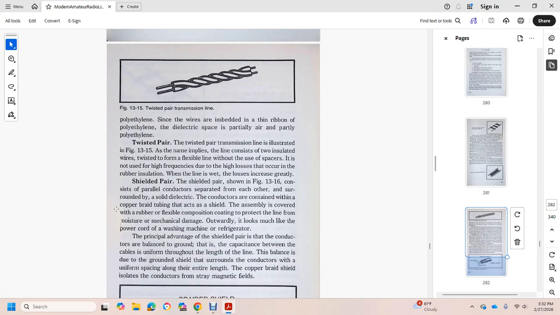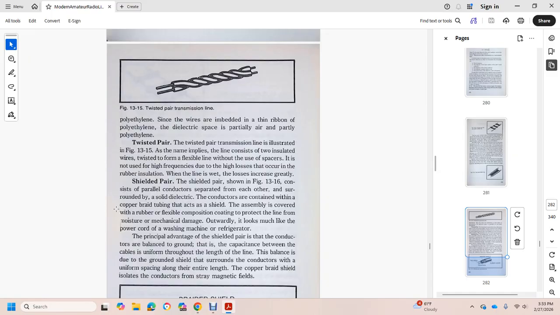Shield of the pair. Shown in figure 13, consider the pair while the conductors are separated from each other and surrounded by solid electrical insulation. The copper braid tubing acts as the shield. The assembly is covered with a flexible rubber composition coating to protect the line from moisture and mechanical damage.